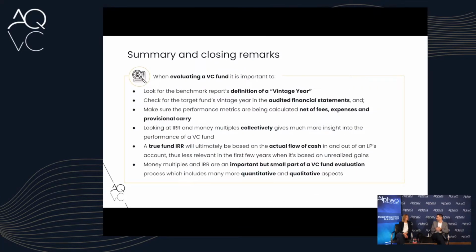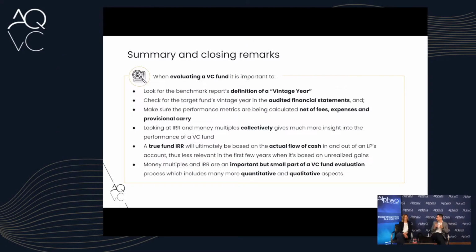So just to summarize and to add a few closing remarks, I think that when evaluating a VC fund, it's super important to take into account first the benchmarking report that you're using. How do they define vintage year? Because it's super important to make sure that this vintage year is the same definition that you're using for the venture fund that you're evaluating. Third, I will add that you need to make sure that these performance metrics are being calculated in the right way and that they are not taking into account fees, expenses, and provisional carry. So make these calculations on your own using the fund's financial statements. Don't take them as a given.